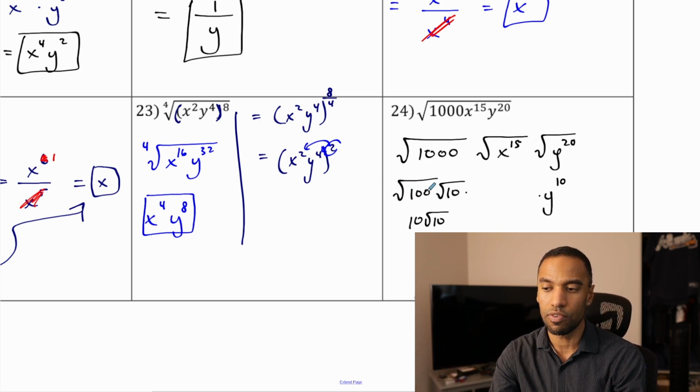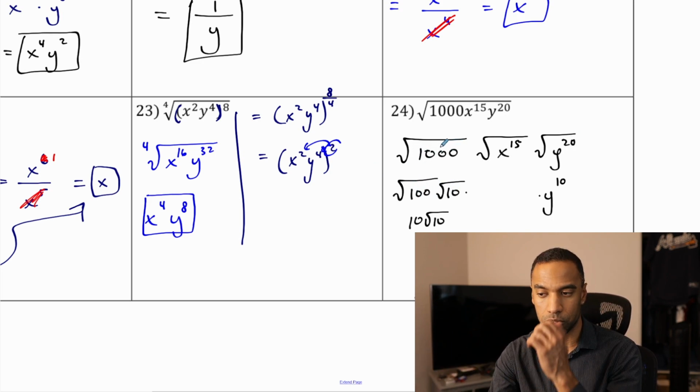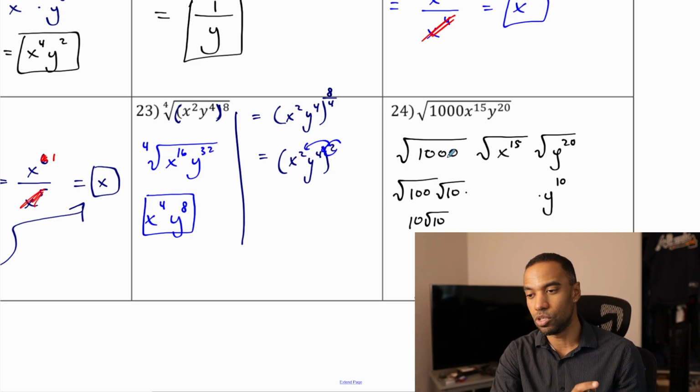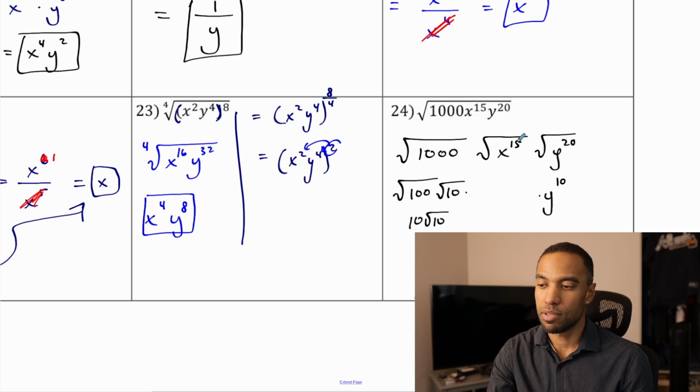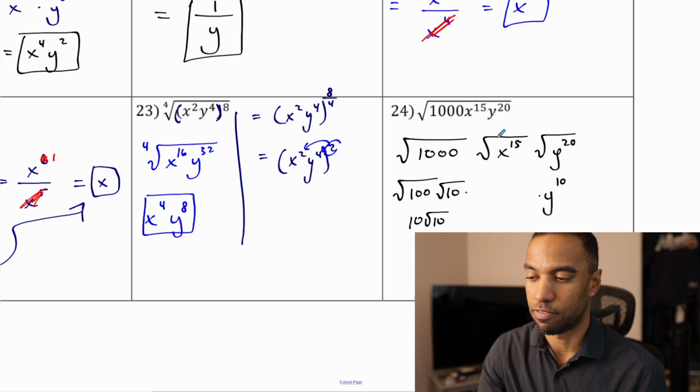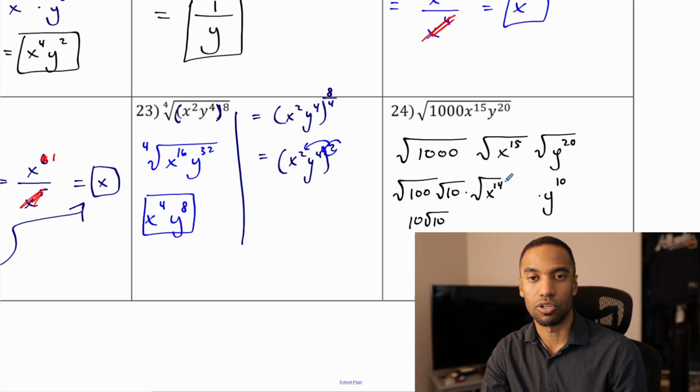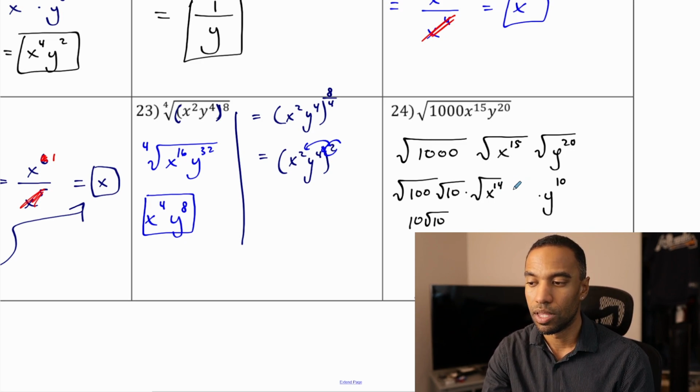And we did this over here as well with the 1,000. We factored out a perfect square of 100, which is 10 squared, and took its square root because you can take its square root. We want to find something that we can take the square root of inside x to the 15th. And the largest value you can is not x to the 9th, but x to the 14th. Because remember, you're not taking the square root of 14. You're dividing 14 by 2. Now, x to the 15th is x to the 14th times x.